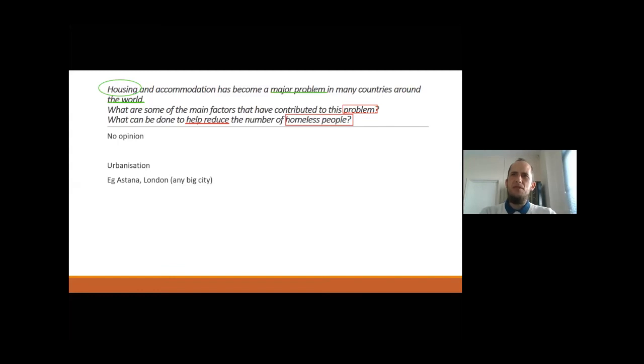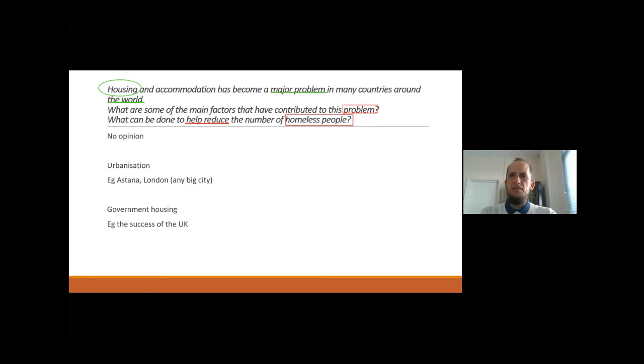So our first paragraph is going to be about the main factors that have contributed to this problem. And you could well put in 2 factors if you wanted to. And then you could say what can be done to help reduce the numbers of homeless people. And I've said government housing. I believe that is a great thing.